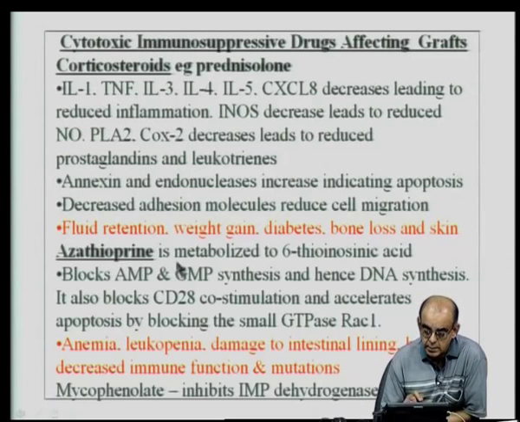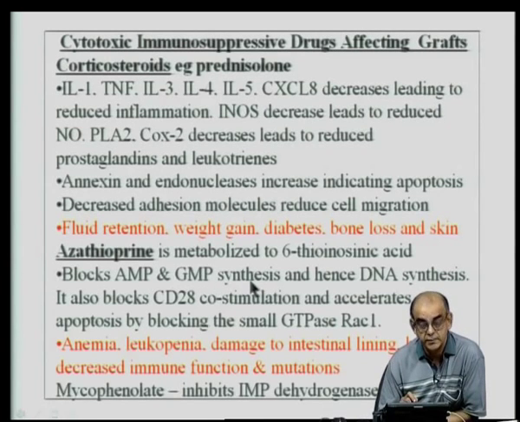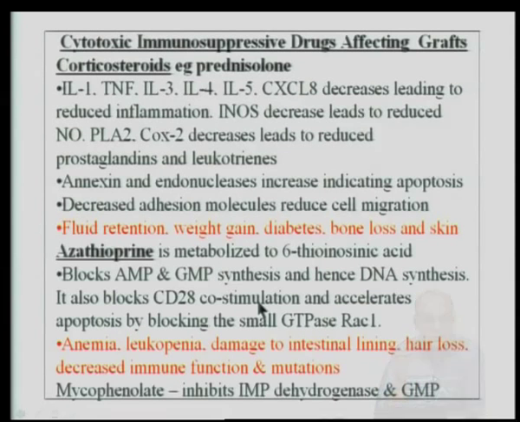Azathioprine is a chemical, it is metabolized to 6-thioinosinic acid. It blocks AMP and GMP synthesis. In fact, that is how it blocks proliferation of treated cells and hence DNA synthesis. It blocks CD28 co-stimulation of T cell immune responses. T cell, in addition to the primary stimulation, requires a co-stimulatory signal coming from CD28, and it accelerates apoptosis by blocking the small GTPase called RAC1.